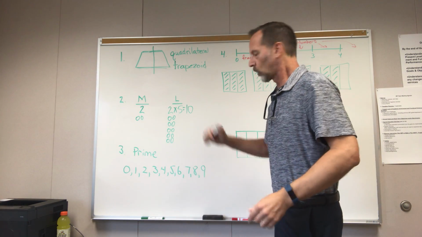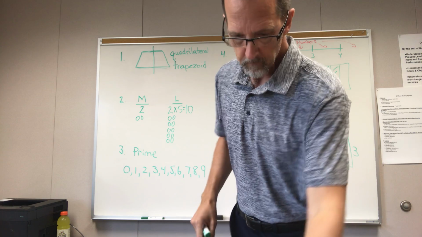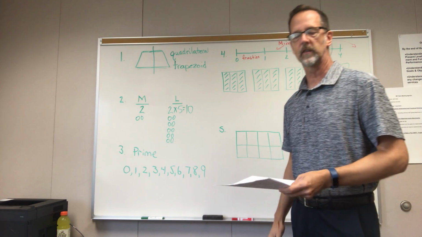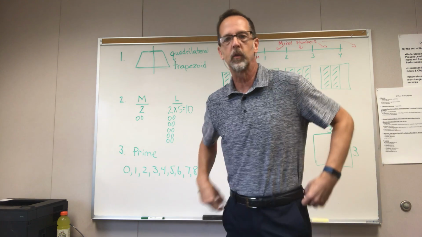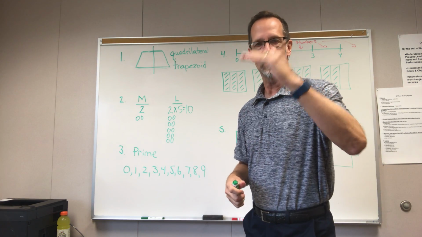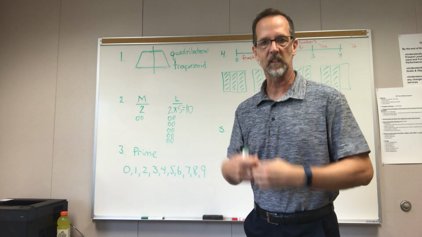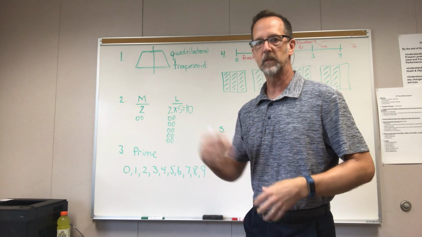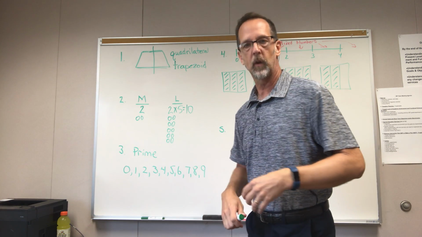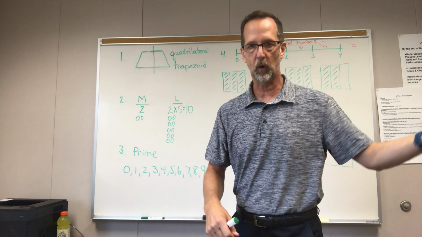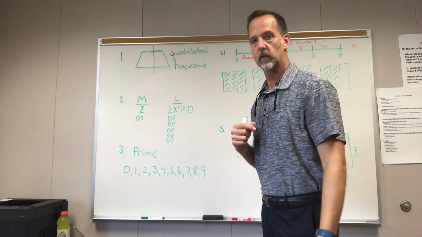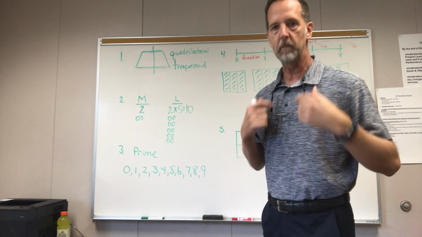All right? Question number 3. It says a prime number has only 2 factors. Now, when you're talking about factors, you're talking about multiplication. With addition, you have addends, you put them together, you get the sum. With subtraction, minuend, subtrahend, and you get the difference. With multiplication, you have factors and the product. So, if a number has only 2 factors, that makes it what we call a prime number.